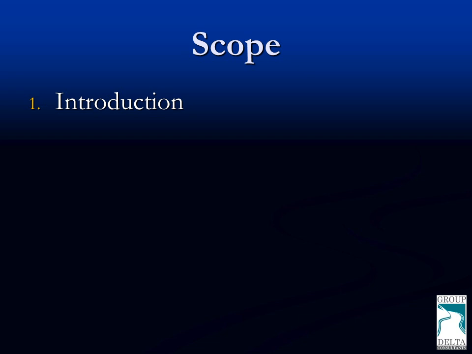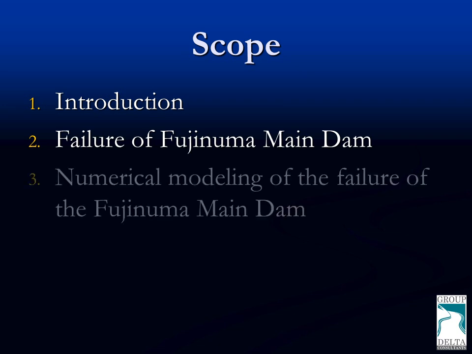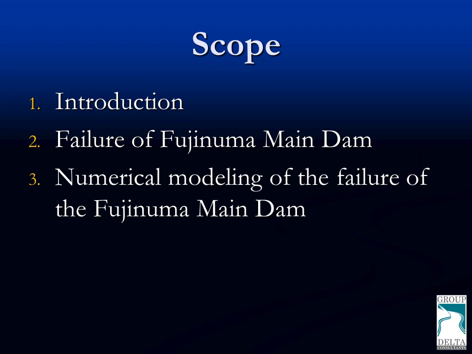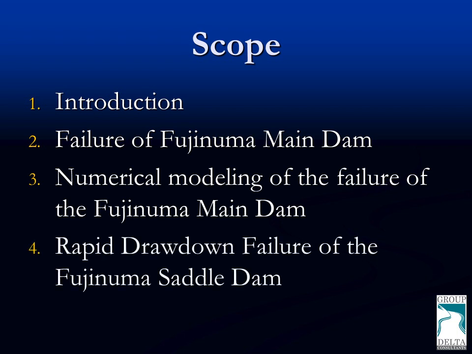The scope of the presentation will include an introduction, a description of the failure of the Fujinuma Main Dam, the numerical modeling of the failure of the main dam, and a small description of the rapid drawdown failure of the auxiliary or saddle dam.